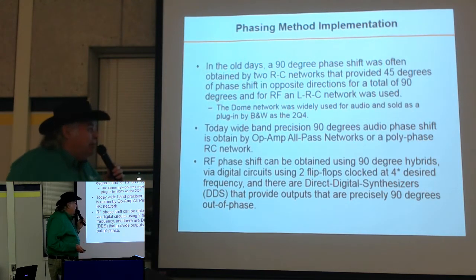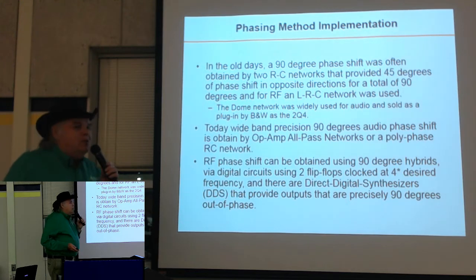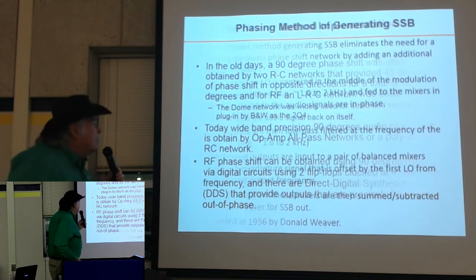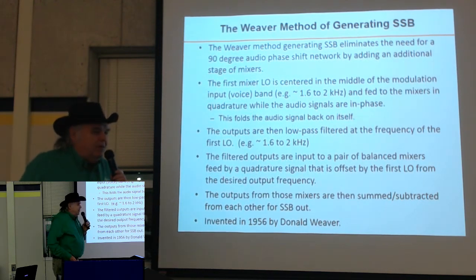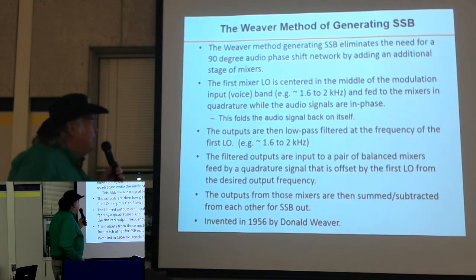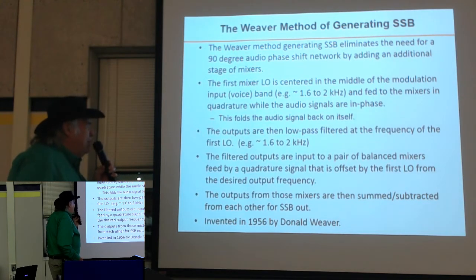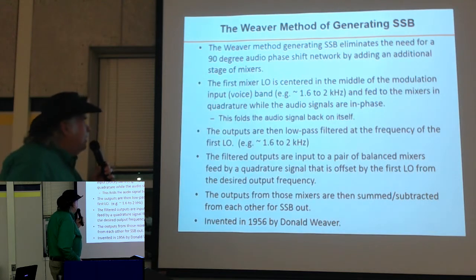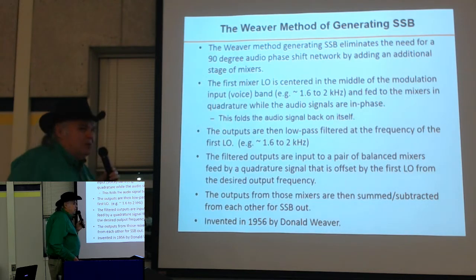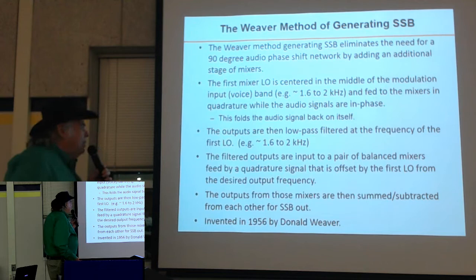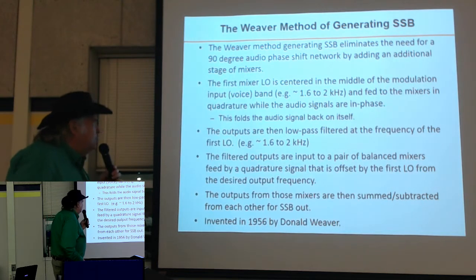So why do I want to do this? Well, I think you can get lower distortion and cleaner sounding receivers with the phasing method than we can with filters. There's also a third way of generating an IF or sideband, and this is called the Weaver method. It was invented in 1956 by a guy named Donald Weaver. It gets rid of having to do the 90 degrees phase shift networks by adding an additional set of mixers.